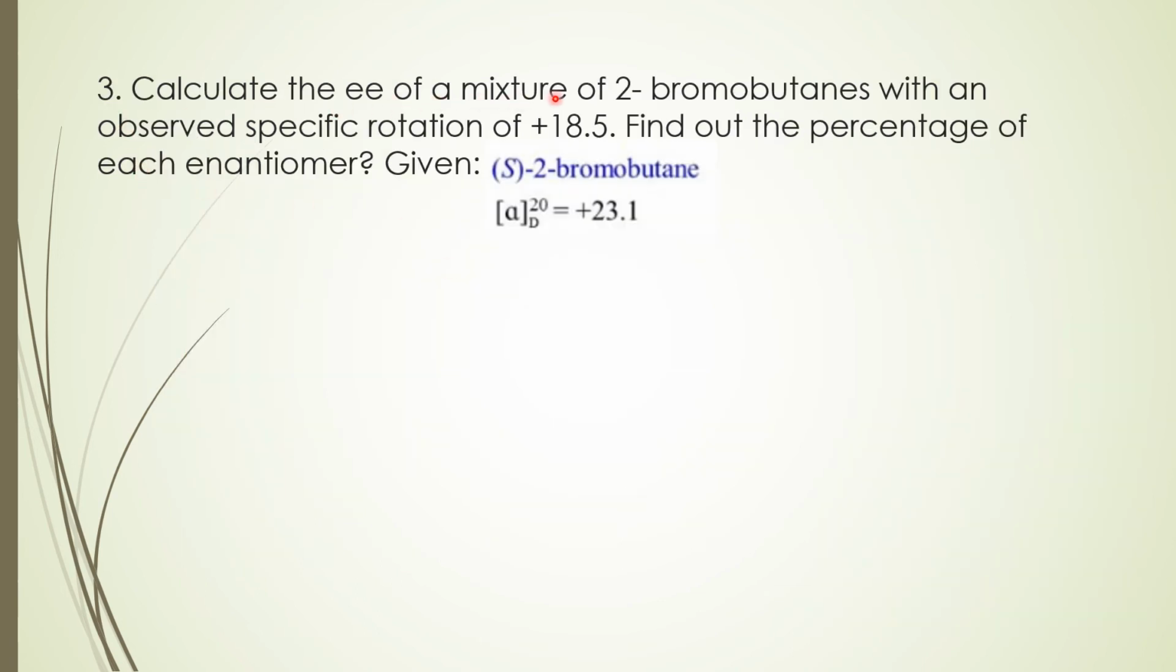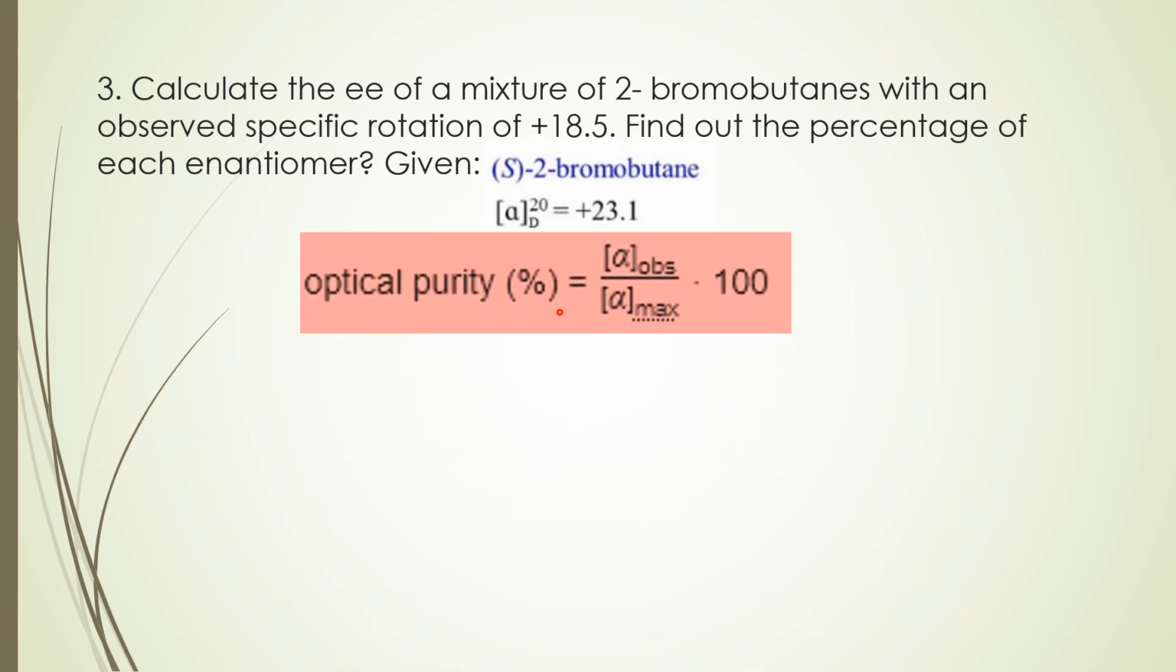Calculate the EE of a mixture of 2-bromobutanes with an observed specific rotation of plus 18.5. Find out the percentage of each enantiomer. S-2-bromobutane is given. Okay, the rotation is given. This is also plus, and the specific rotation is also plus. So what they are asking is the enantiomeric excess. The formula I already said: optical purity, the percentage enantiomeric excess, is equal to observed rotation divided by the pure specific rotation, into 100.